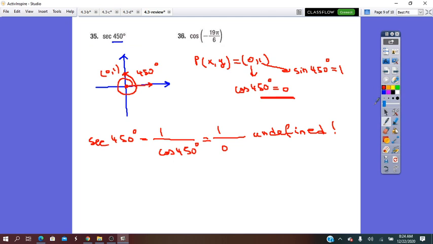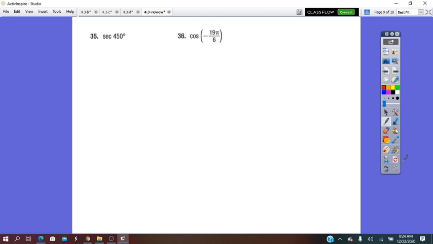Let's try more. So first of all, let's convert the 19 pi over 6 into degrees. So it will be negative 19 pi over 6 times 180 degrees over pi. Simplify by pi, simplify by 6. It will be equal to negative 570 degrees. The angle is not in standard position. It's clockwise, not counterclockwise. So let's try to sketch.